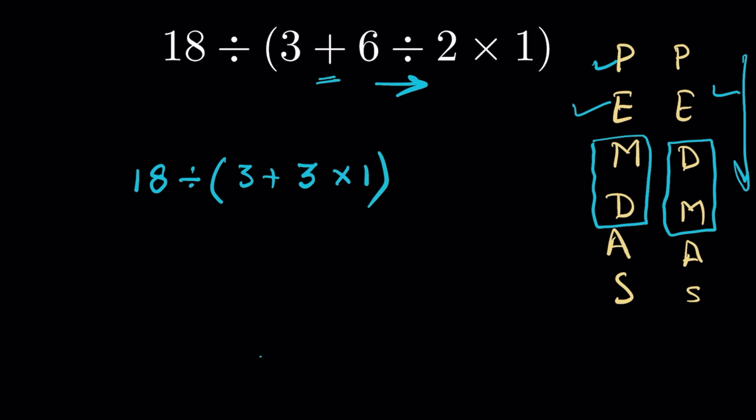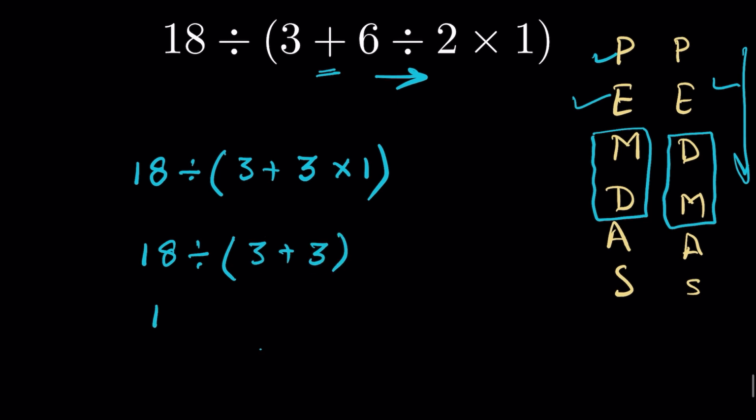Now before addition you have to do multiplication, so it will be 18 ÷ (3 + 3 × 1 is 3). Now 18 ÷ (3 + 3) is 6 and 18 ÷ 6 is 3. So 3 will be your answer and not 1.